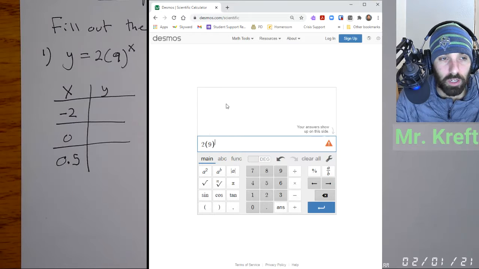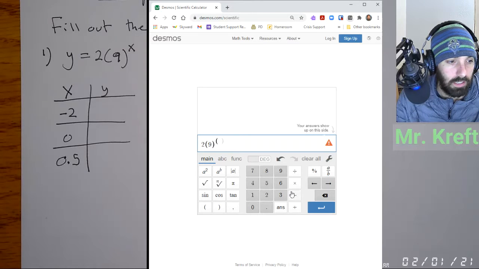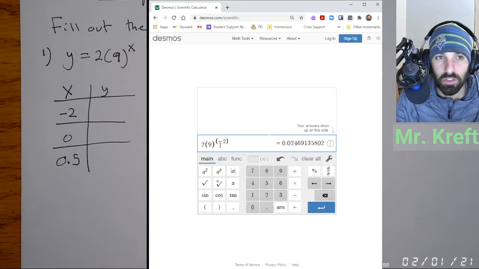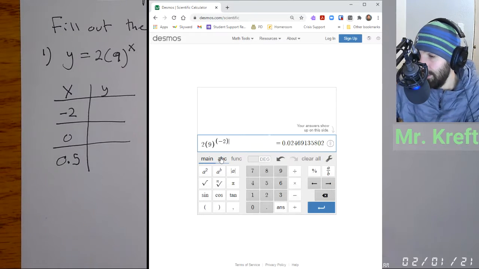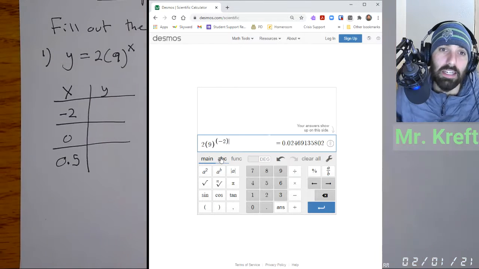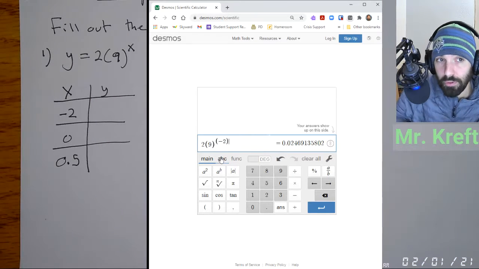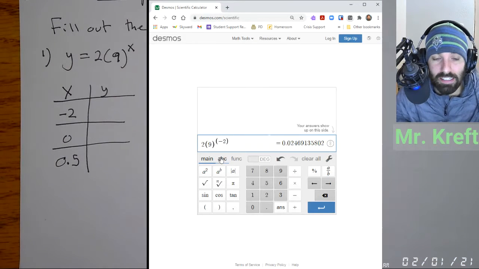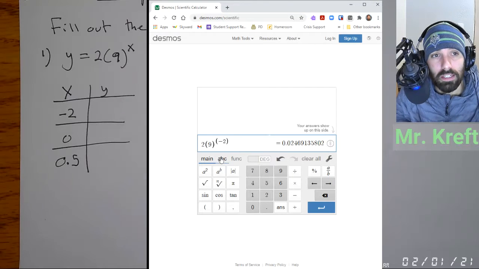So I don't want to type in X. What I want to type in is my first X value. So my first X value, and I can put parentheses for this if I want, -2, right? Because remember, we always put parentheses when we substitute in for X. Now, this won't be a big deal right now, but as we go further and further with this and we input more complex things, whenever you substitute something in, it's always good to have parentheses.